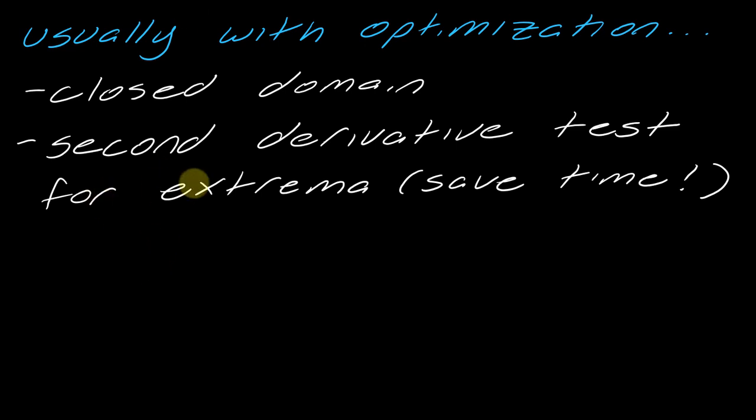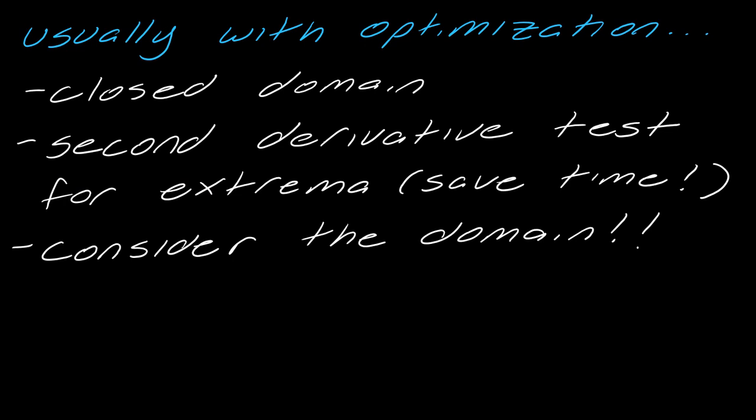So usually with optimization, you're going to have one of two situations. You might have a closed domain. And so if you have a closed domain, you can use that extreme value theorem, and then you don't have to go through doing all the derivative tests and all that stuff. You can just test the endpoints and the critical points. And if you don't have a closed domain, then you want to use the second derivative test for extrema, not the first derivative test for extrema. So if you do not have a closed domain, then you go this route. You don't need to usually know what your intervals of increasing or decreasing are. So this will save you a lot of time if you go this route.